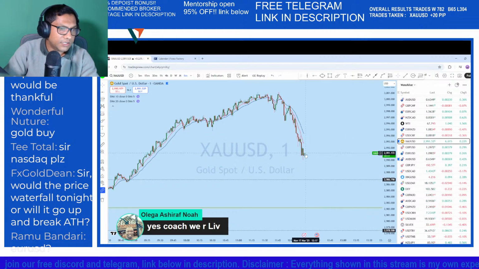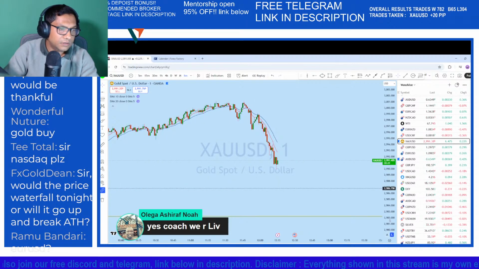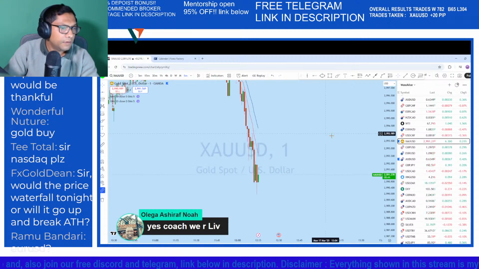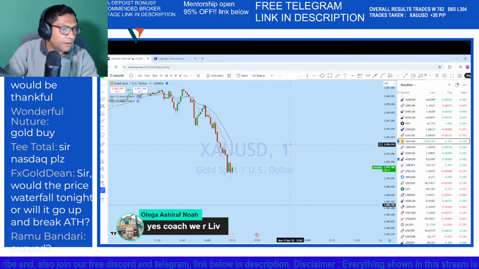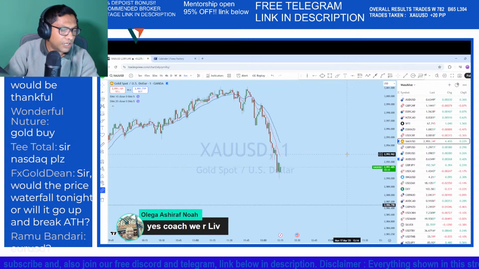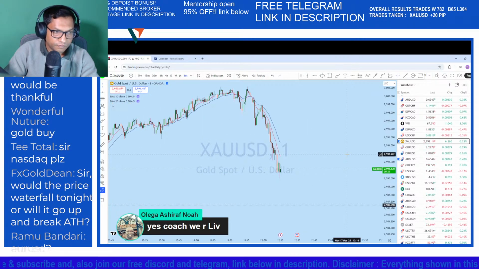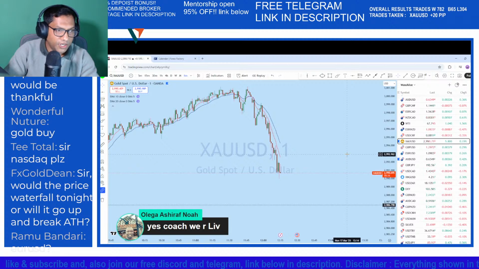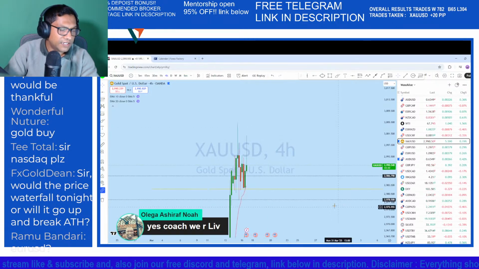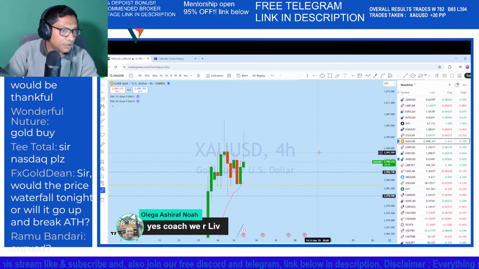And here is what you can see that with this move, it may continue to drop, but I am not entering as I mentioned. We'll be waiting to see how the price is reacting to the 4-hour support.